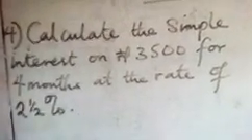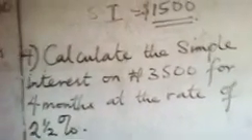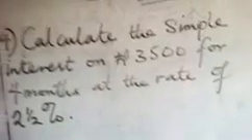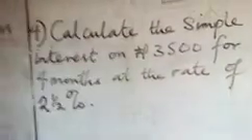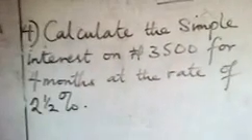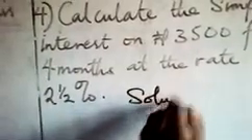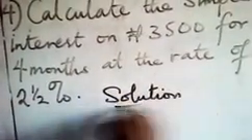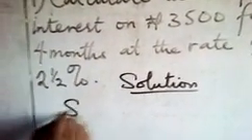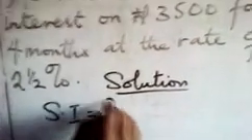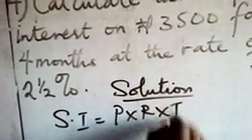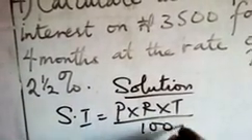Okay, we have a question here which says, calculate the simple interest on 3,500 naira for 4 months at the rate of 2.5%. Okay, solution. Our formula: simple interest equals principal times rate times time over 100.